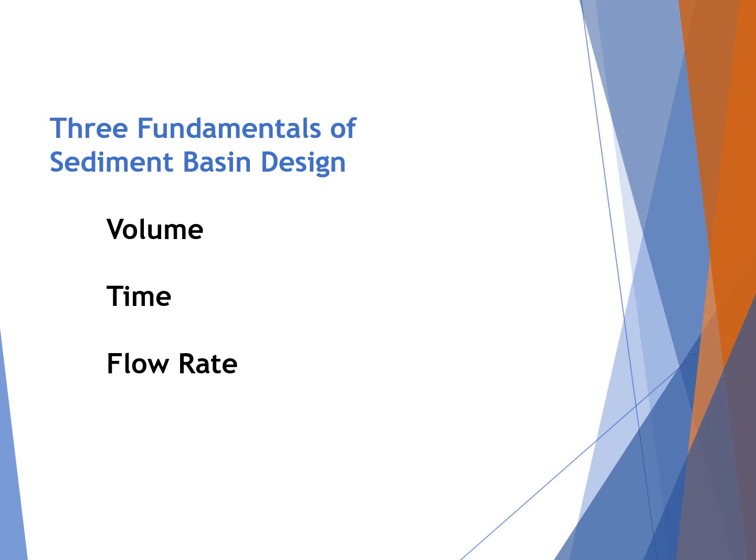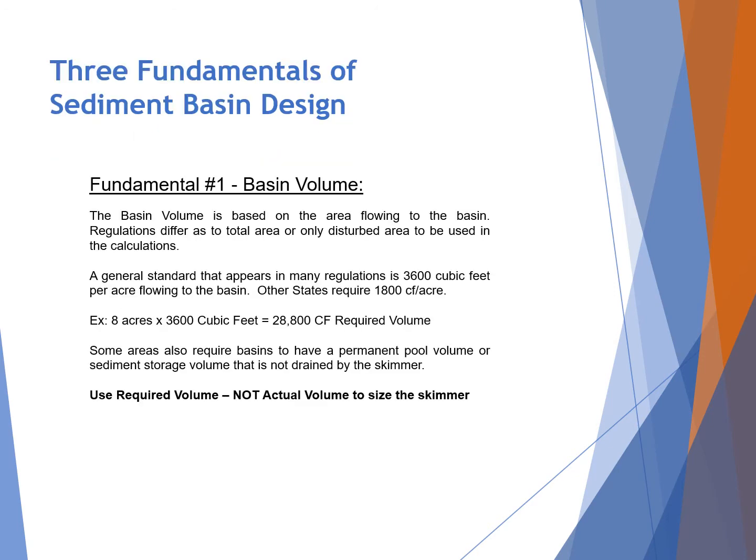So the three fundamentals of sediment basin design are volume, time, and flow rate. Fundamental number 1, basin volume. The basin volume is based on the area flowing to the basin. Regulations differ as to total area or only disturbed area to be used in the calculations, depending on your state or local MS4. A general standard that appears in many regulations is 3,600 cubic feet per acre flowing to the basin. Again, some areas will stipulate total acreage, other areas will stipulate disturbed acreage. Some other states require only 1,800 cubic feet per acre. So, for example, if you had 8 acres flowing to your basin times 3,600 cubic feet, that would equal 28,800 cubic feet as your required volume to size your skimmer.